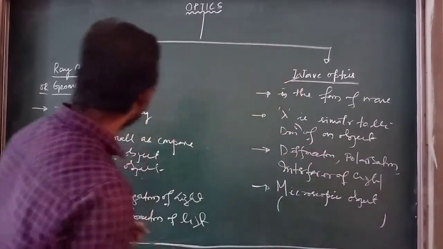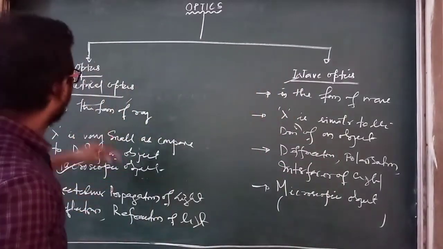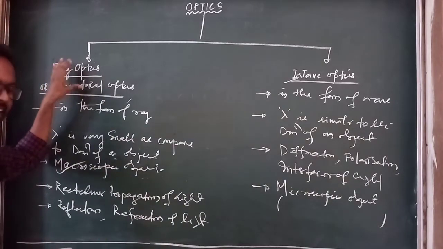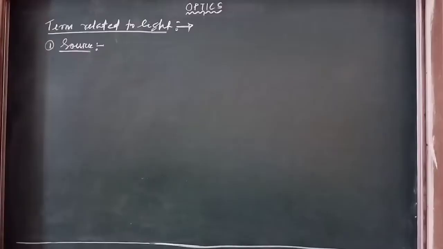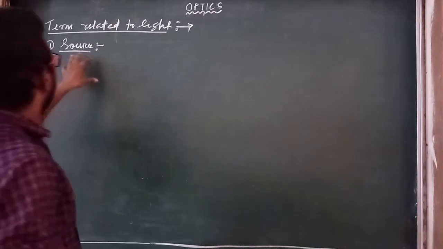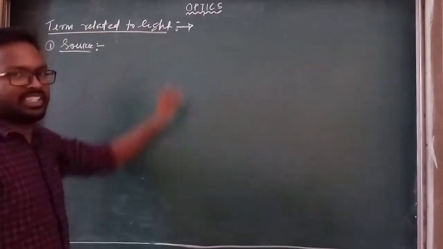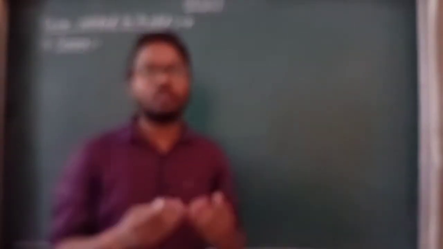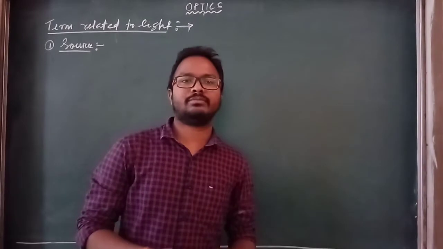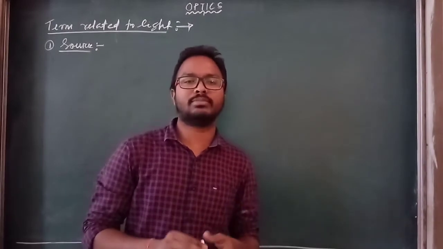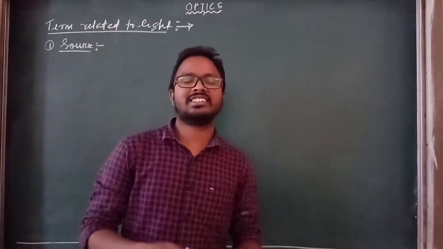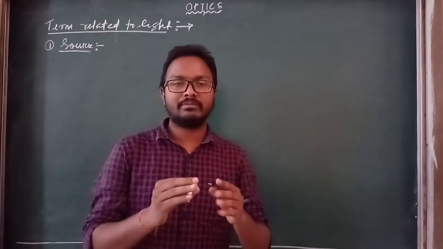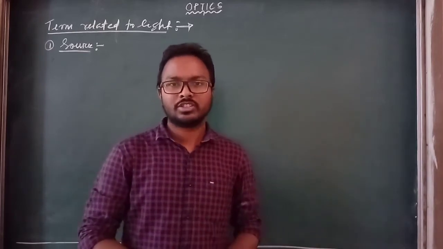But here we will go for what is ray optics and its properties. Next we will start the terms related to light, and the first term is source. What is a source? A source means something which emits light in all directions. For example, an electric bulb or a tube light is a source, because it emits light in all directions to the surroundings.